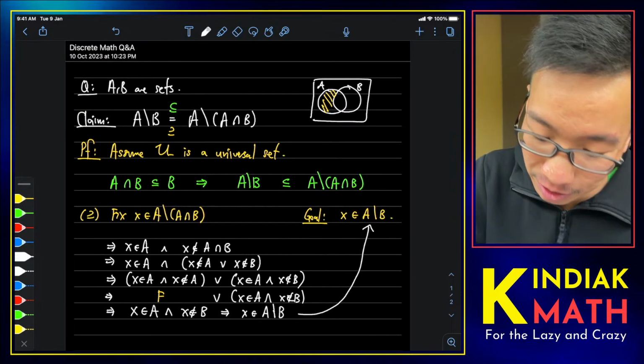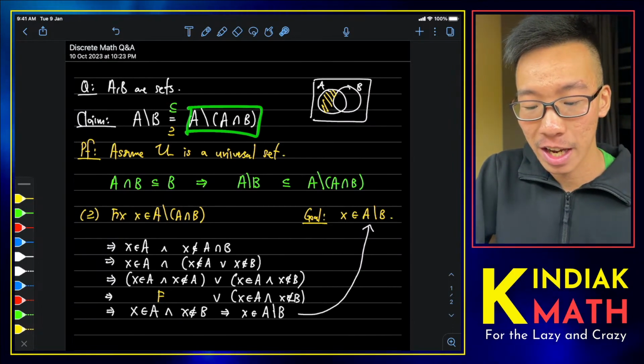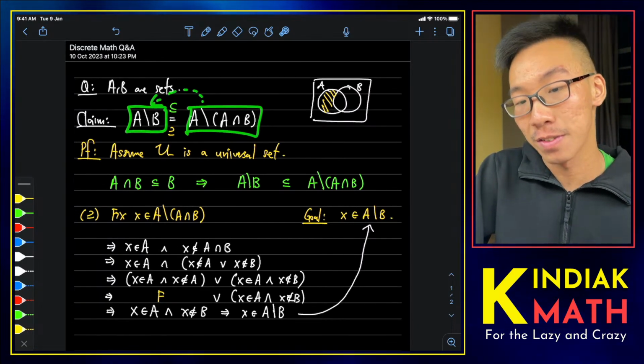So that's how we can think about element chasing. We fix an item from the left set and we chase it all the way to the right set.